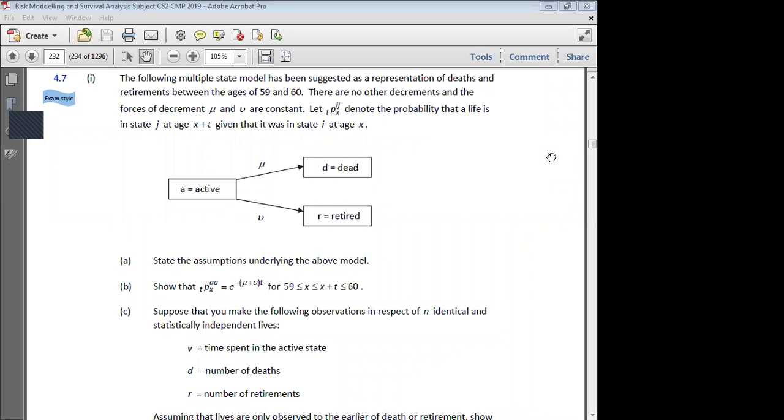And the third assumption is that if I'm looking at a very, very small interval of time, then my transition rate is constant. And I guess they have given some mu and nu. So if I were to just write it down, these will be the 3 assumptions that we are making in this particular model.